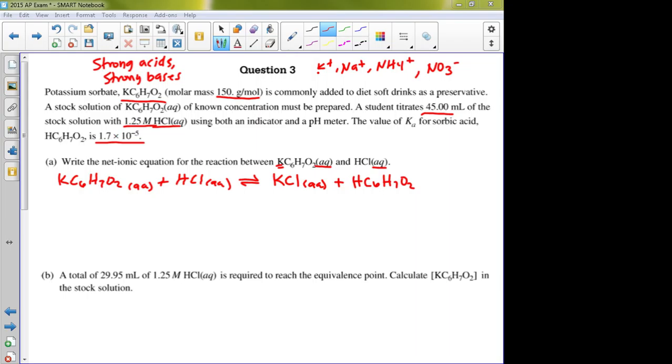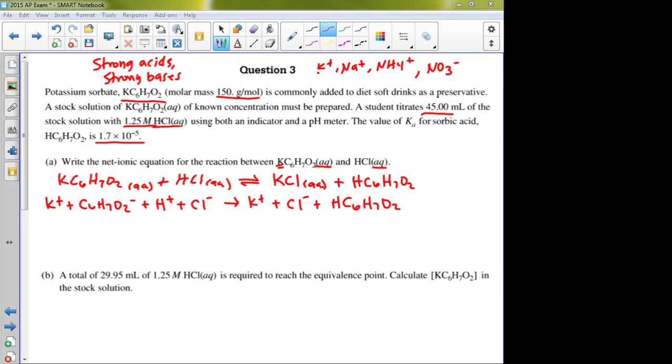That's good, because if you can get this far, then the next step shouldn't be a far reach for you. Everything that is aqueous is going to break apart. Everything. This is going to be K positive plus C6H7O2 negative plus H positive plus Cl negative, goes to K positive plus Cl negative plus this, which I know is not going to break apart because it's a weak acid. How do I know it's a weak acid? Because it's not one of my 6 strong acids.